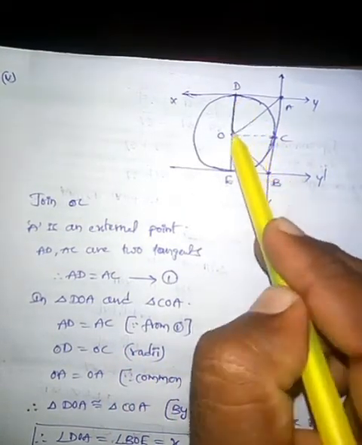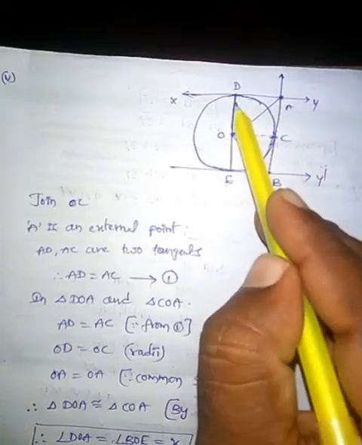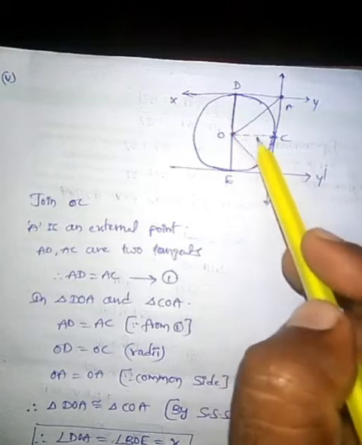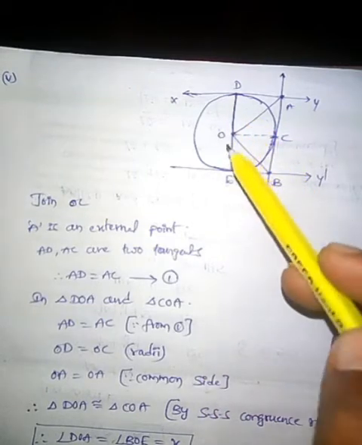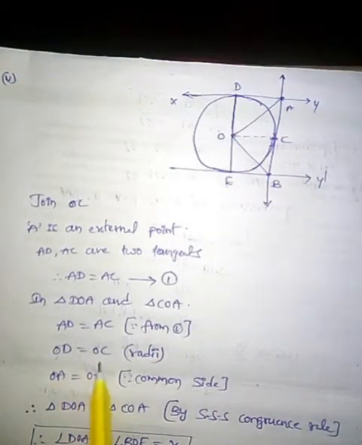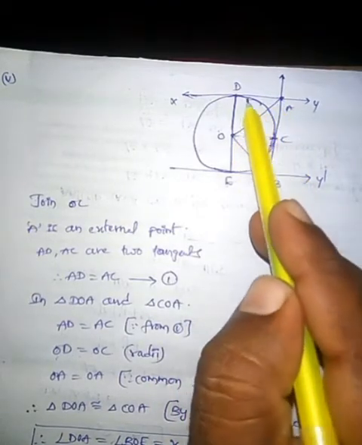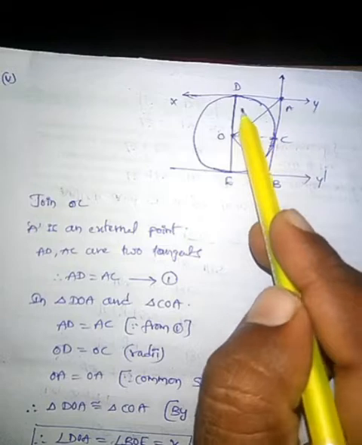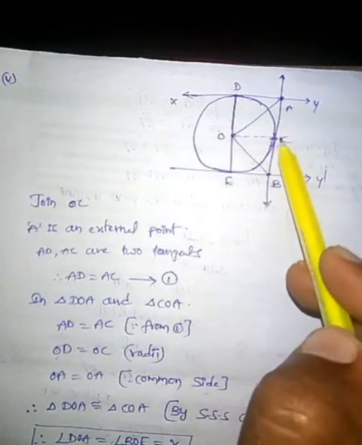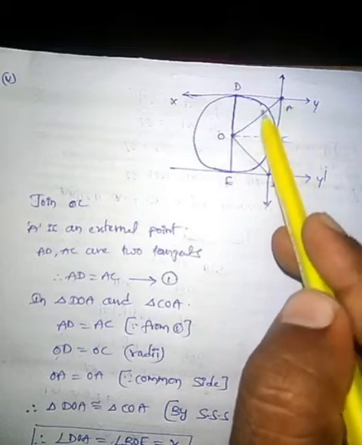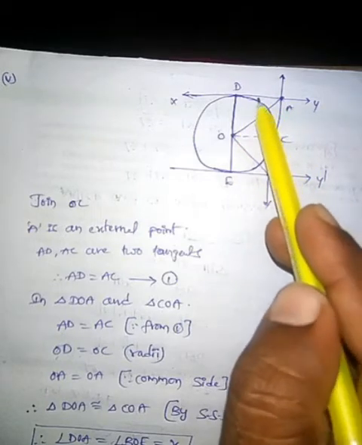Observe here, OD and OC are radii of this circle. Radii are always equal in a circle, that's why OD equals OC. And OA is a common side for both triangles. OA is a side in triangle ODA, and similarly OA is a side in triangle COA.